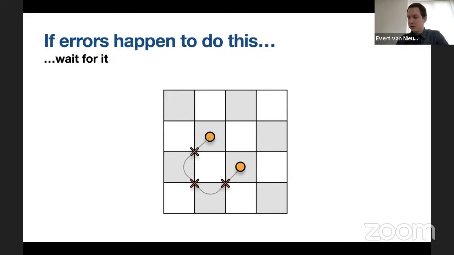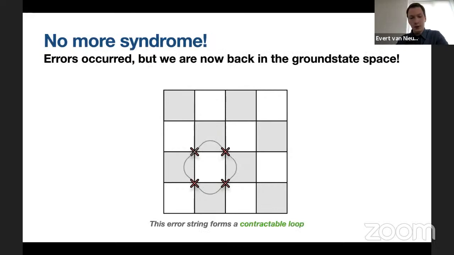And now you see what happens if I make this particular pattern, I close this loop of this error string, and it's a contractible loop. There are loops that are contractible like this, and there are loops that go around the boundaries that are non-contractible. You know that by putting a circle on a donut. If it's a contractible loop here, you see we're now back in the code space. There are no more -1 measurements. So we're back in the ground state.